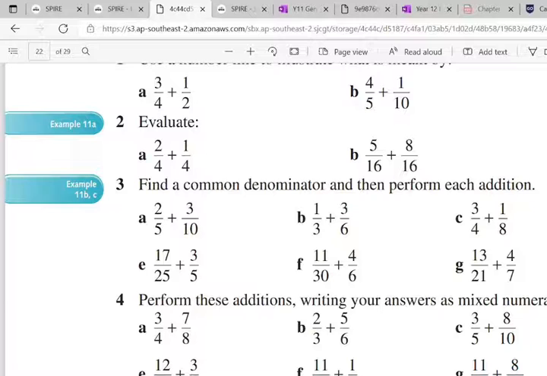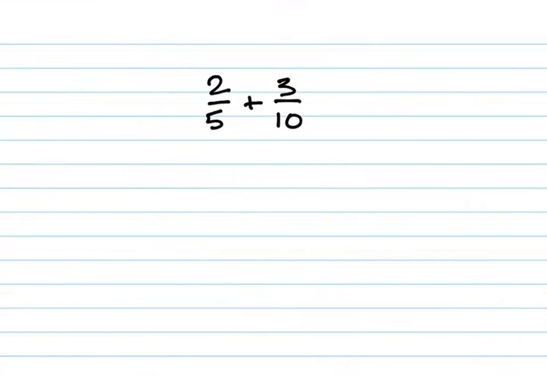So here we go. Say we have 2 over 5 plus 3 over 10. I'm just going to rewrite it so that we have it on the paper. So there's our fractions. The single most important thing you could ever do is make sure you know what operation you're dealing with. So we always have to know what operation you're dealing with. Otherwise, you're not going to know what to do.